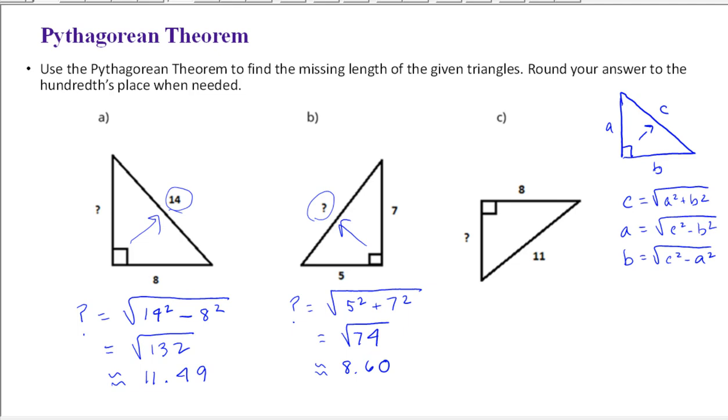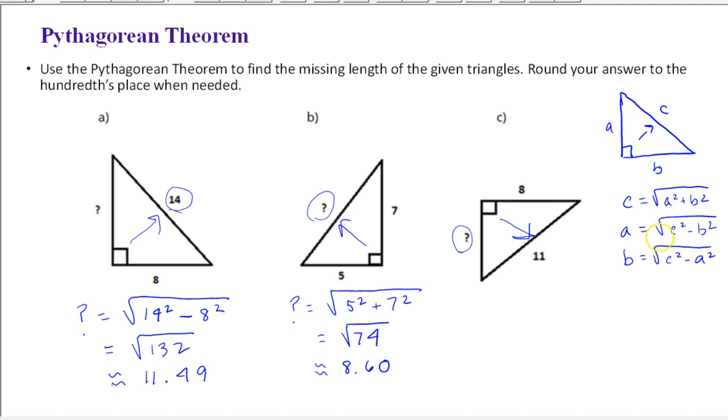Now let's look at C. Okay, notice C is kind of rotated from our original diagram. This one was too, but you need to use that right angle as your reference point. It doesn't matter how they spin or turn it. So here's my right angle. Opposite the right angle is the hypotenuse, which is 11. So we know the hypotenuse. We know one leg is 8, and we need to find the other leg.